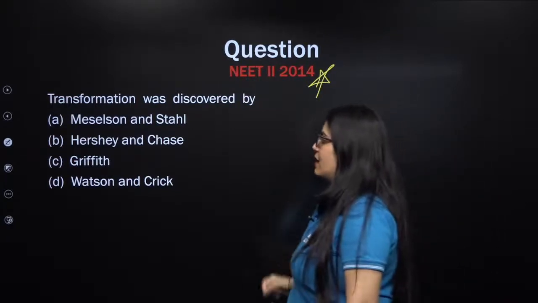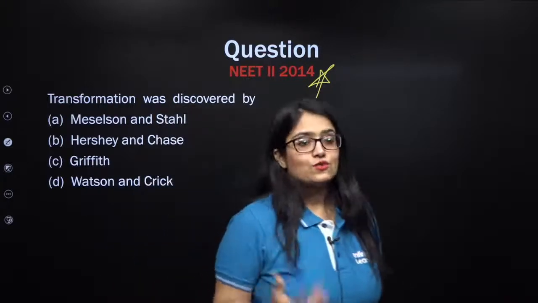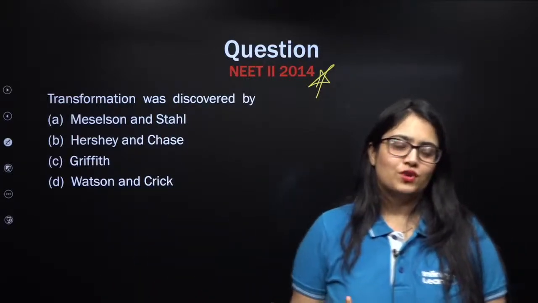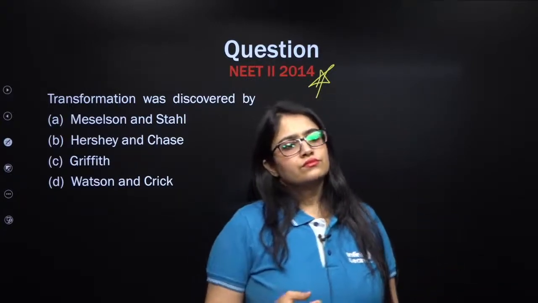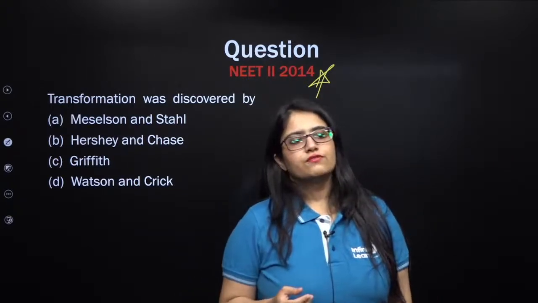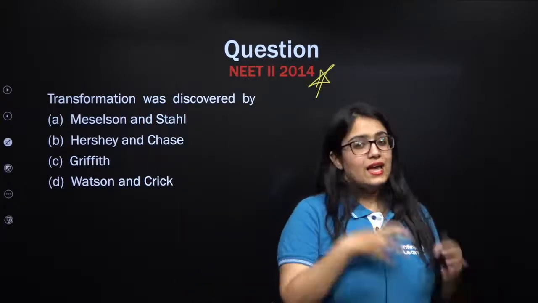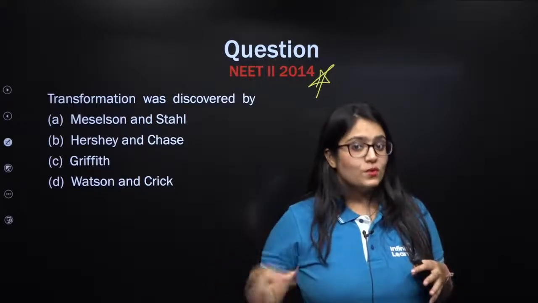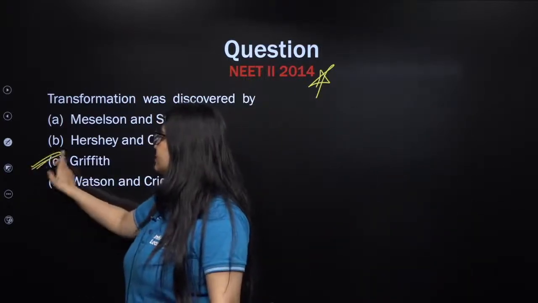Transformation was discovered by. Come on, nothing simpler than this question can be asked from this particular chapter. What do you think? Who discovered transformation? Ma'am, DNA is stable is proposed in Griffith experiment. Yeah, definitely. Otherwise, how could a DNA from a heat-killed S strain have transformed a live R bacteria? Definitely it was. Transformation was discovered by Griffith.